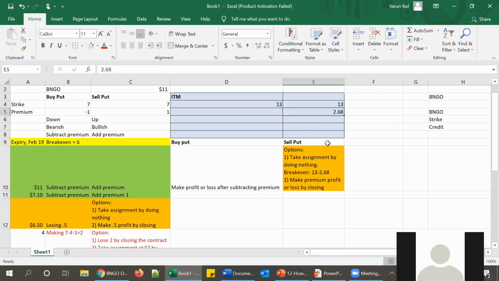Does that make sense? So my break-even here is 13 minus 2.68. Hence, 13 minus 2.68, how much is that? 13... 10.32.